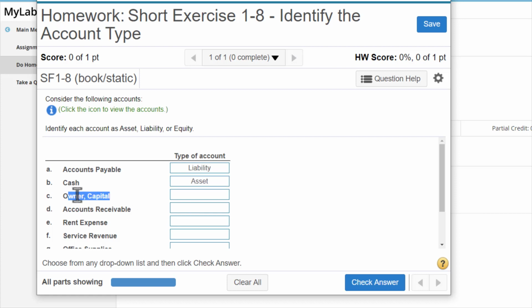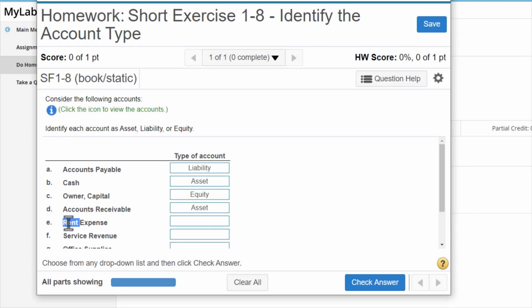Owner capital, is that asset, liability, or equity? Well, that's the name of the equity account. Accounts receivable, these are amounts that our customers owe us, therefore it is an asset, has a future value. Definitely has a value. Rent expense.